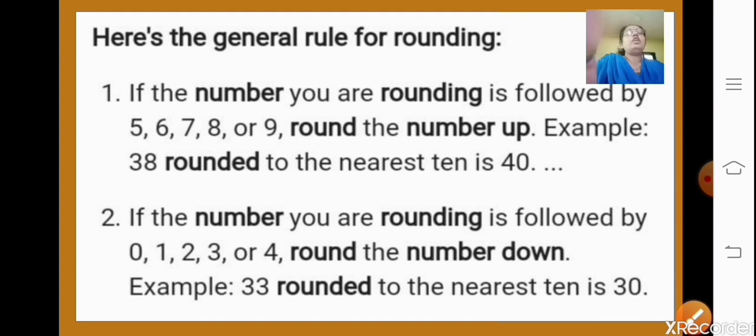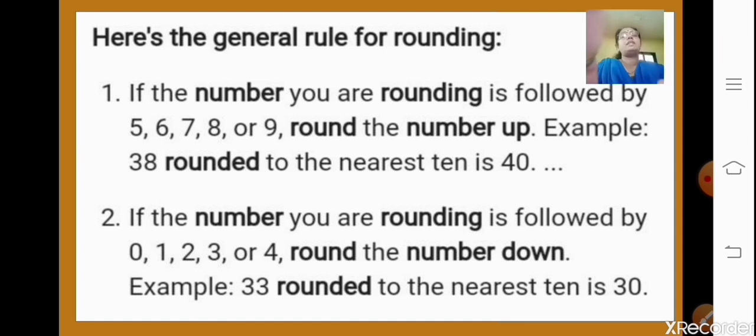Now about the rounding of a number to the nearest 10, 100 and thousands. Again, you have to keep 2 points in mind while rounding off a number. The first thing is, when the number you are rounding is followed by the numbers 5, 6, 7, 8 or 9, round the number up.